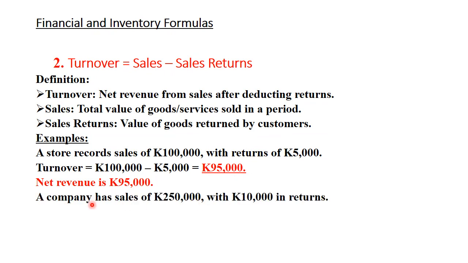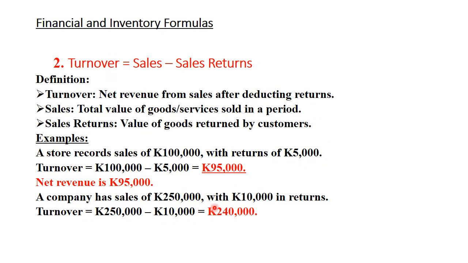Another example: a company has sales of 250,000 with 10,000 in returns. What is then the turnover? The turnover is 250,000 minus 10,000, which is 240,000.